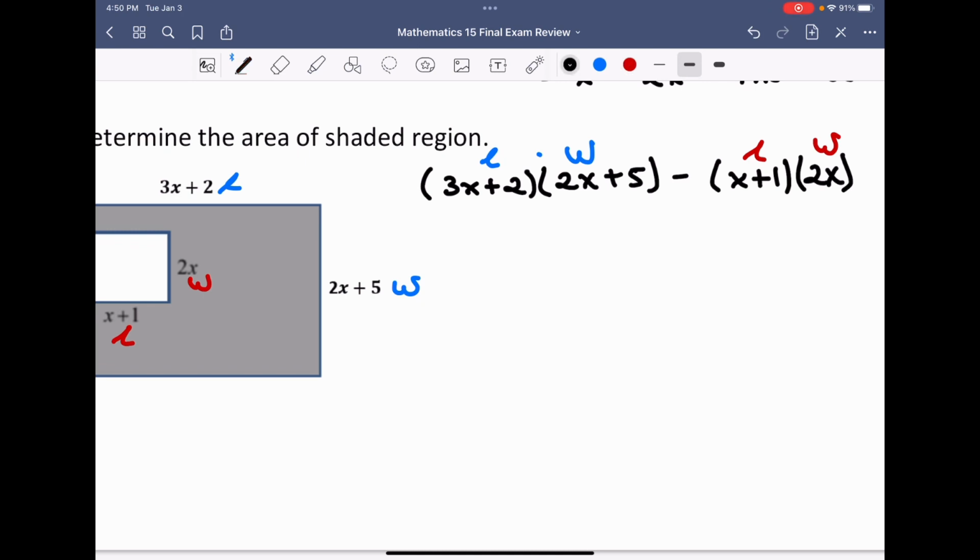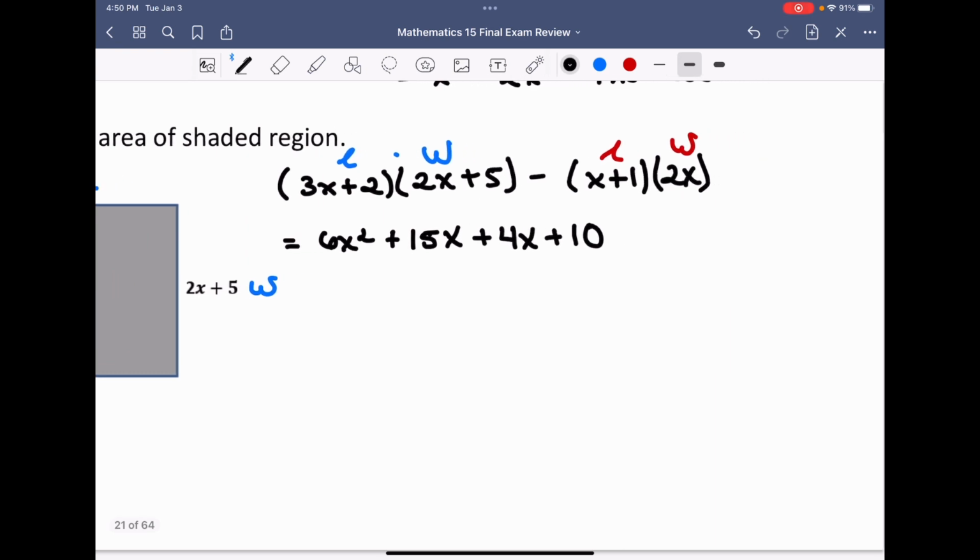We can FOIL this. So I'm going to FOIL this by multiplying 3x times 2x, which is going to give me equal to 6x squared. I'm then going to go 3x times 5, which is going to give me plus 15x. I'm then going to multiply 2 times 2x, which is going to give me plus 4x. And then lastly, I'm going to multiply 2 times 5, which is equal to plus 10.